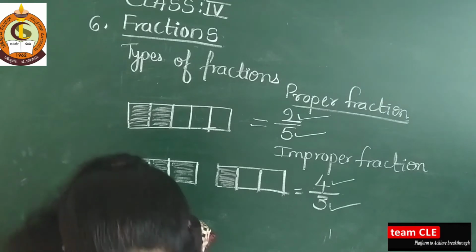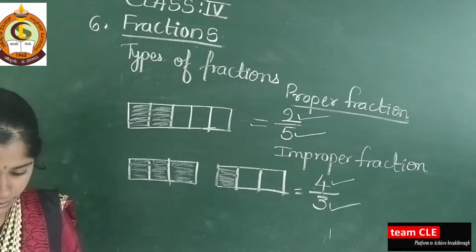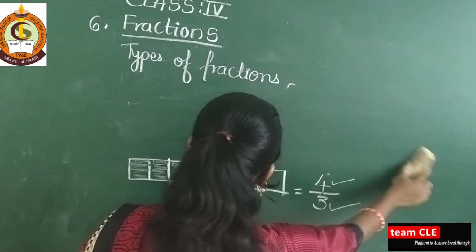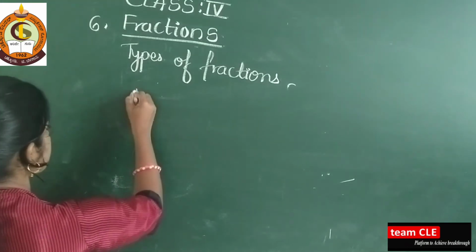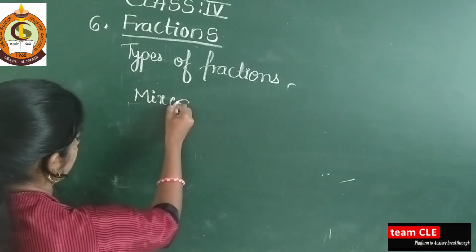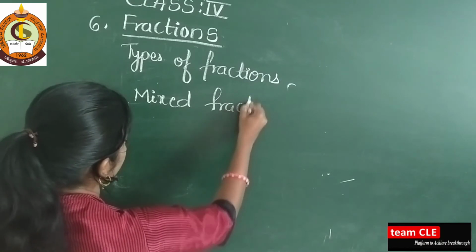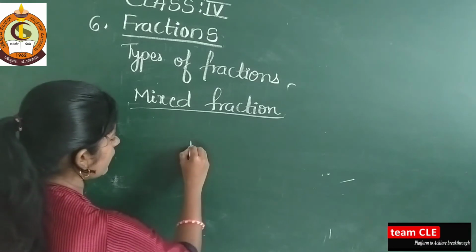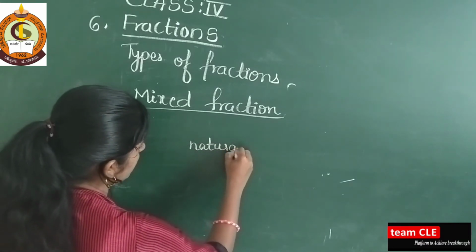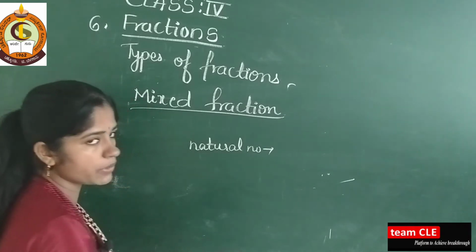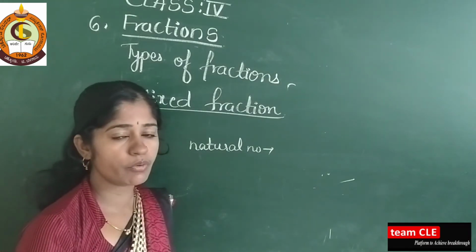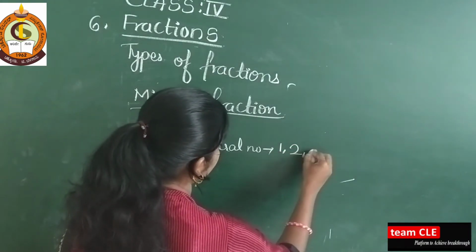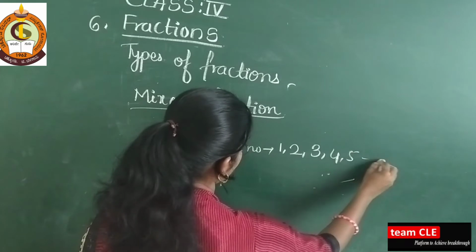Next, one more will come and that is the mixed fraction. What is that? Mixed fraction. Dear students, before explaining this, you have to know about some numbers. Natural numbers are there. Natural numbers are the numbers that come in flow when I tell you to tell the numbers: you start with 1, 2, 3, 4, 5, 6, 7, 8. So natural numbers are 1, 2, 3, 4, 5, and so on.